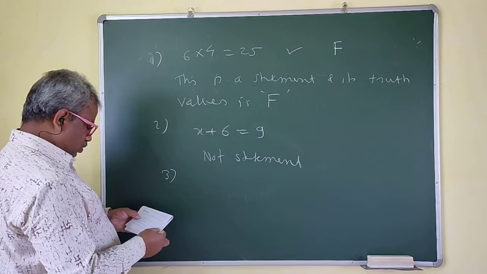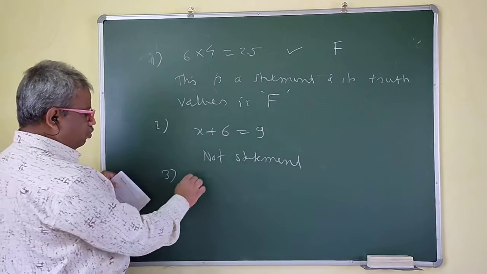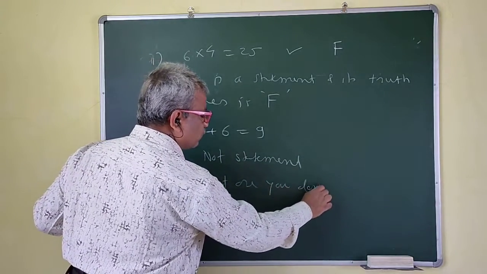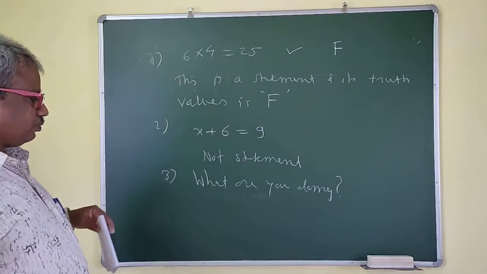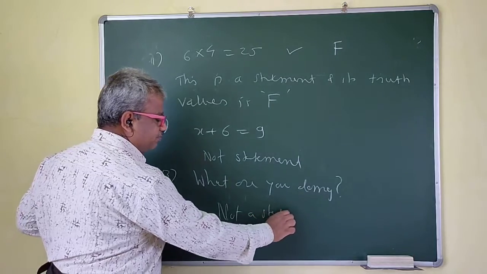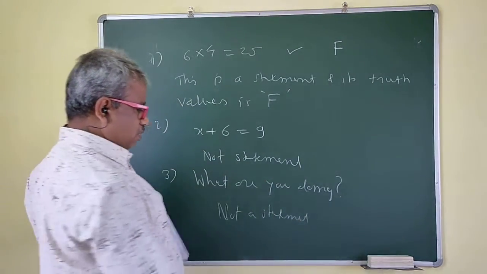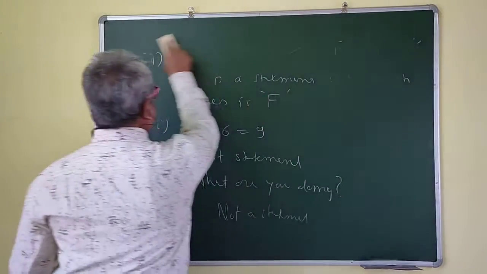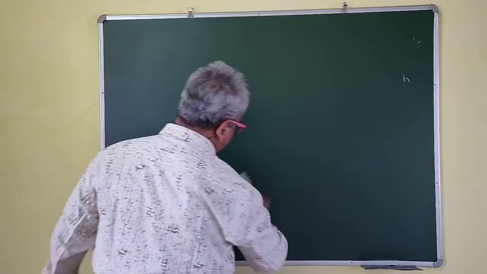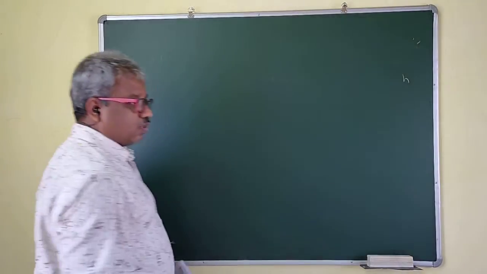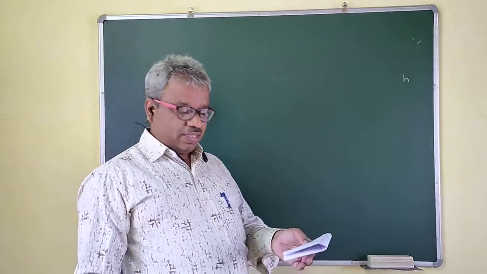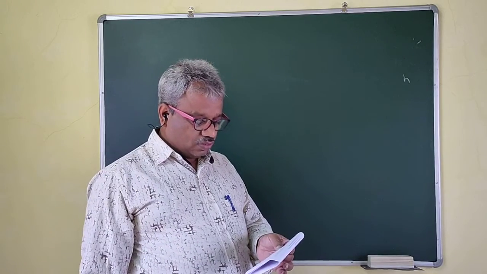Then third one. What are you doing? So this is a question, right? So this is also not a statement. So there is no problem of the truth value; we cannot say the truth value of this one because it is not a statement. If it is a statement, then write the truth value. If it is not a statement, just write this is not a statement. Next, please sit down. This is an order, so this is not a statement.